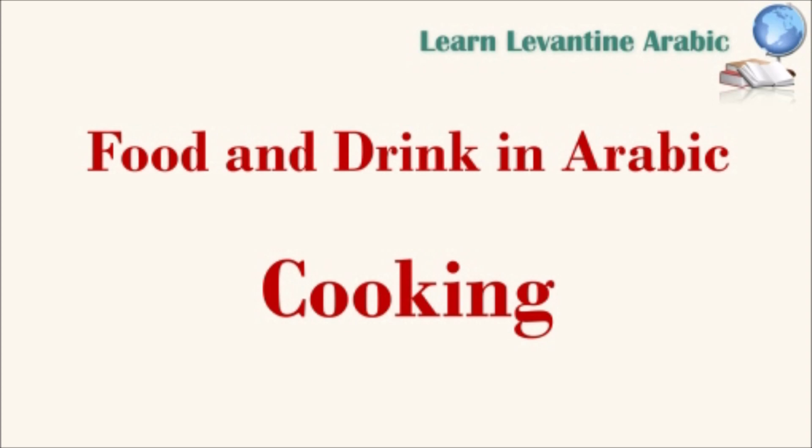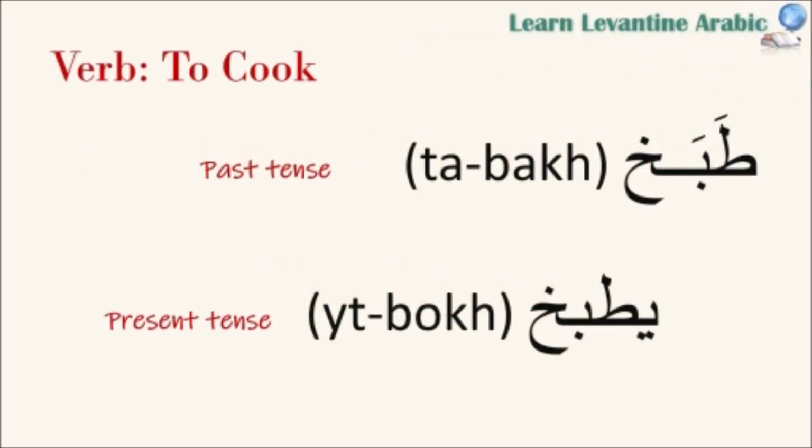Today we have a lesson about food and drink in Arabic, specifically about cooking. So the verb to cook is طبخ in the past tense, and in the present tense يطبخ. طبخ, يطبخ.